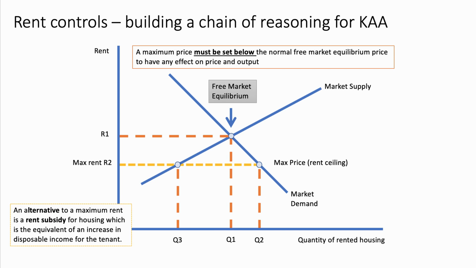And just in terms of evaluation points, you don't necessarily have to impose rent control. You could offer a housing subsidy, a rent subsidy, which is the equivalent of an increase in purchasing power for the tenant. So just consider that as an example. Instead of a capped rent, subsidise the rent for housing.